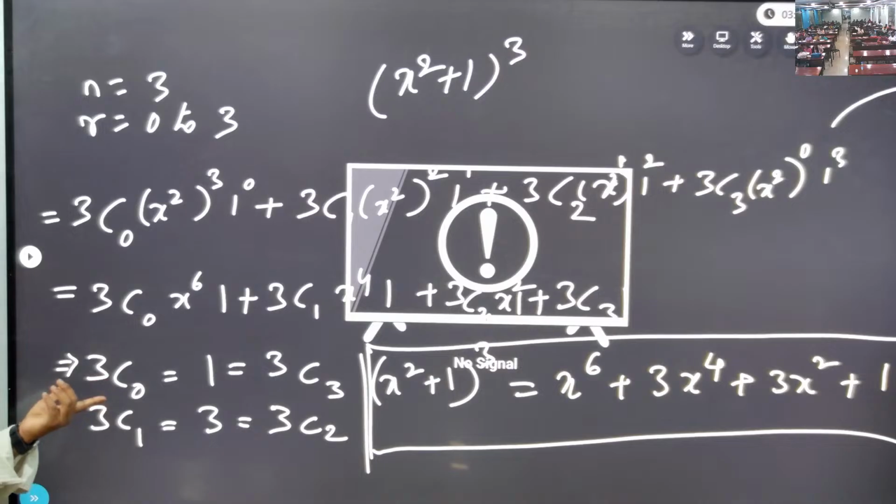Clear? Written everyone? Copied? Since you are already doing it, no problem. If you are not doing it, just follow, copy, and don't ask how one has come. Okay? So you have to substitute the values. 3c0 is equal to 3 factorial by r factorial into n minus r factorial. That is 3 factorial by 3 minus 0 factorial into 0 factorial, which gives us 3 factorial by 3 factorial, which is equal to 1. You already know those values, so I am writing the values directly.